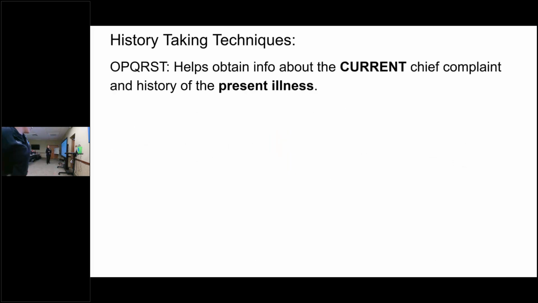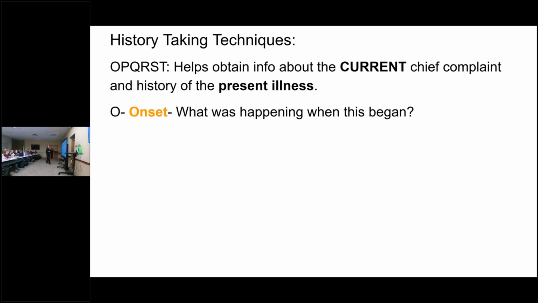Okay, so history taking techniques. We can use OPQRST. This acronym helps us obtain information about the current chief complaint, what's happening today, why they called us today, and the history of the present illness. So, O, onset: what was happening when this began? That's pretty self-explanatory.